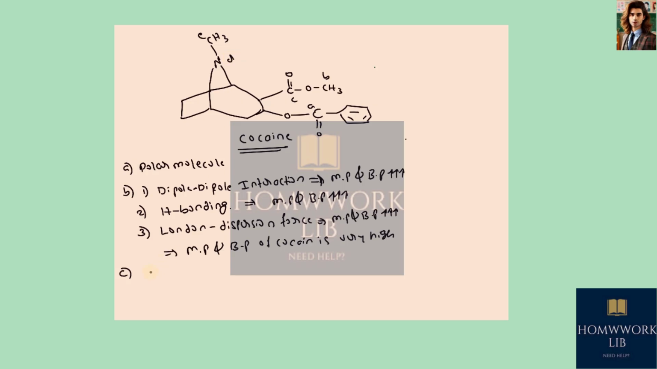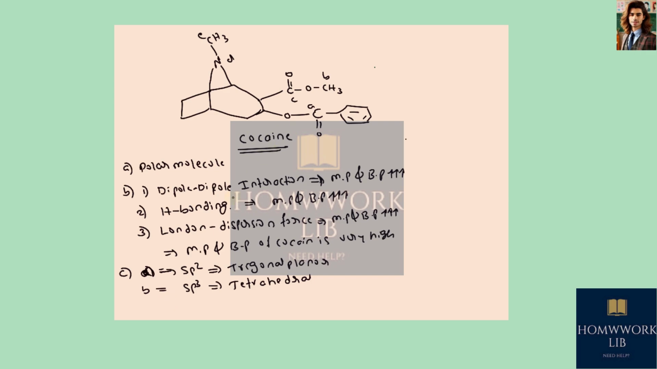Now let me consider the first carbon, that is A carbon. The hybridization of A carbon is sp2 hybridization, and the geometry is trigonal planar. And now let us look at B carbon. For B carbon, the hybridization is sp3 hybridization, and the geometry is tetrahedral.